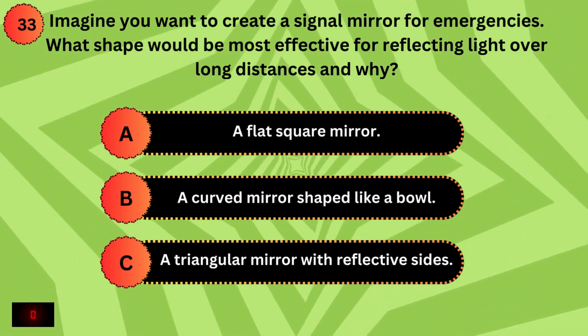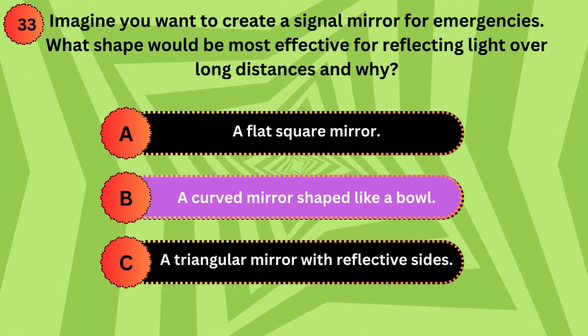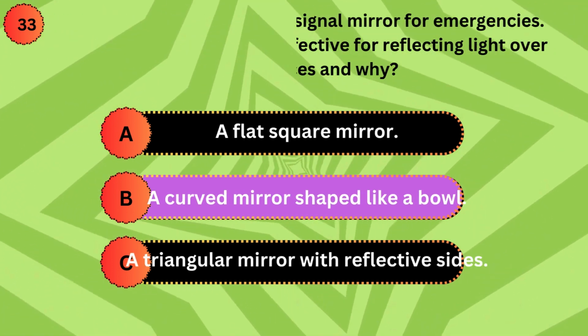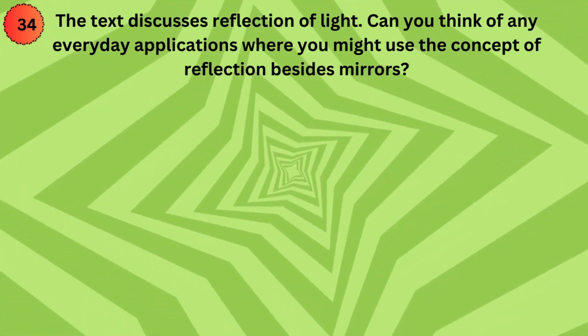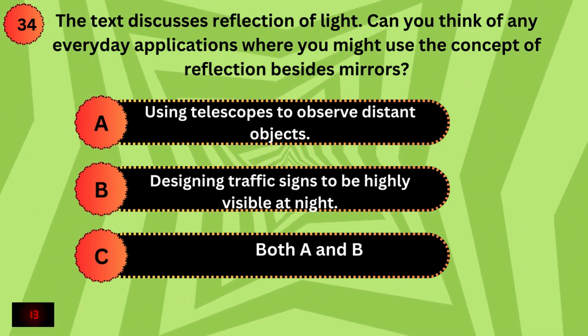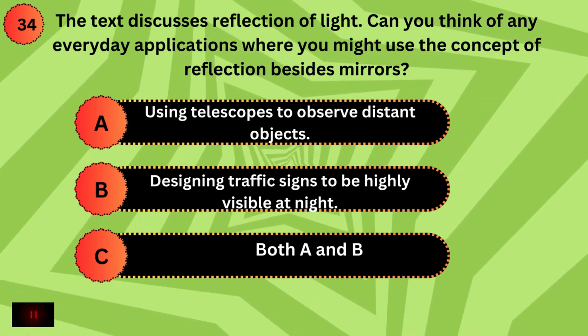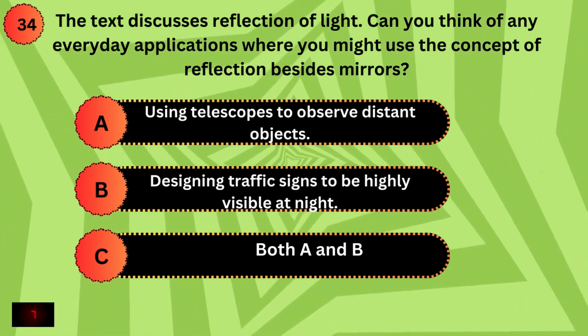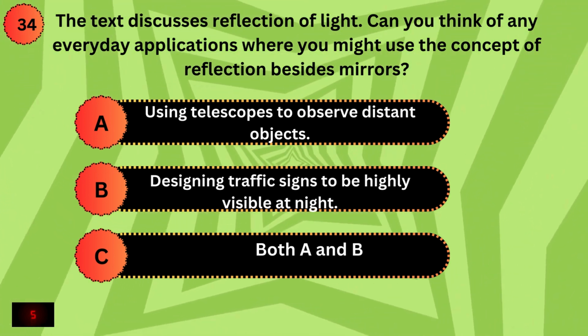The text discusses reflection of light. Can you think of any everyday applications where you might use the concept of reflection besides mirrors? A. Using telescopes to observe distant objects. B. Designing traffic signs to be highly visible at night. C. Both A and B.